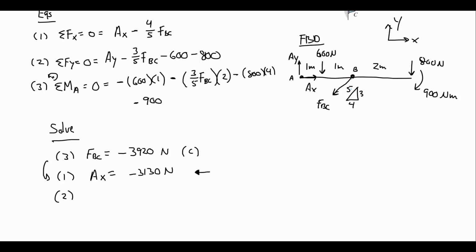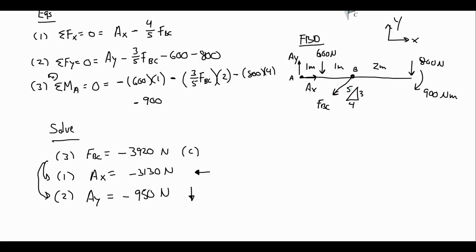And then I can go into equation 2, again using FBC, and now I can solve for AY. Putting that value of negative 3920 in and solving for AY, I will get that AY is a negative 950 newtons. I assumed it was up. I got a negative, meaning my assumption was the opposite of what was actually the case, and it's actually down. So it turned out in this one, actually, all of my assumptions were incorrect, but that's all right.